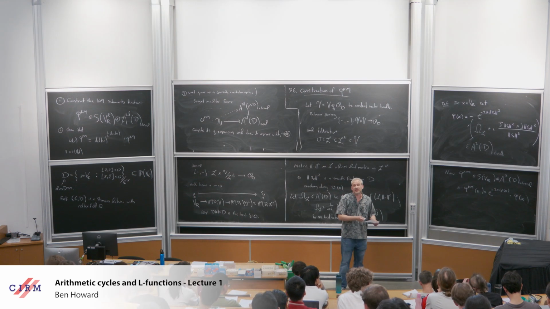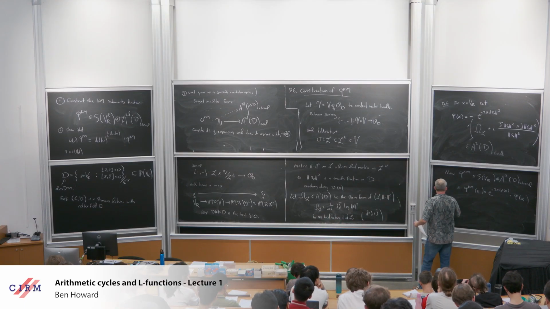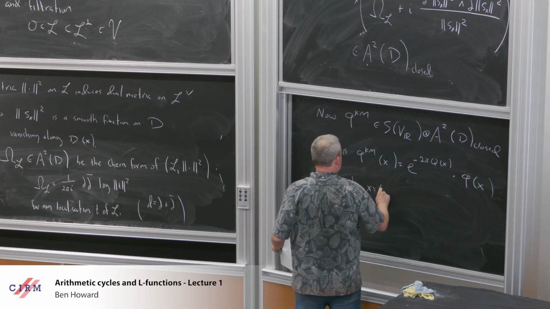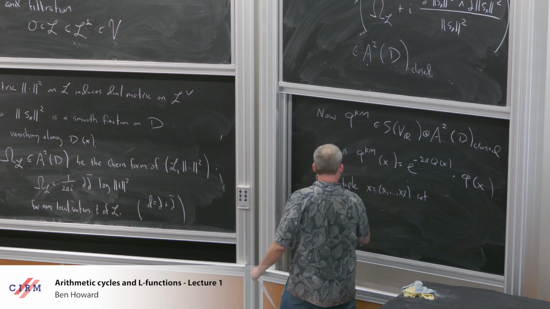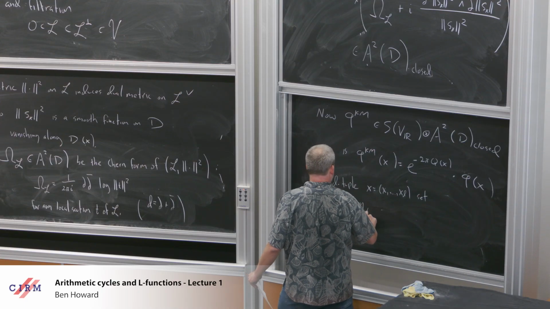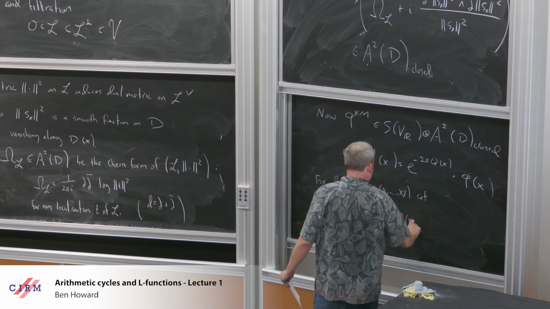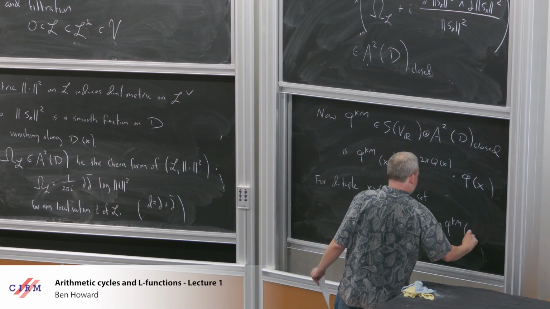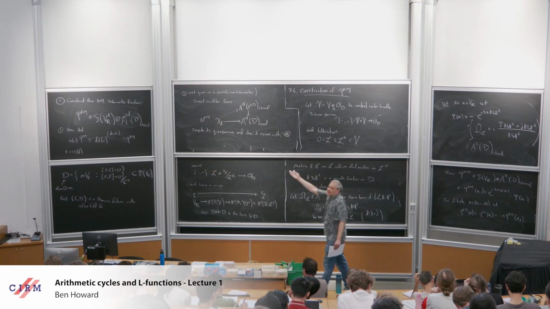And then for general d, you just wedge them together for a d-tuple x1 up to xd. phi_KM of x is defined to be phi_KM of x1 wedge up to phi_KM of xd. And that's step 1. I have constructed it.